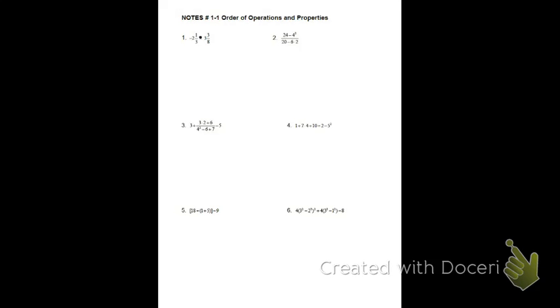Notes 1-1, order of operation and properties. Okay, look at number 1. You have a mixed number. I would suggest you changing this first before multiplying to an improper fraction. So if we do that, we will get negative 7/3.